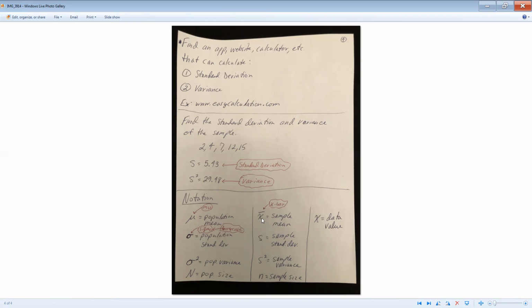X bar, X with just a bar over it, is your sample mean. The regular letter S is your sample standard deviation. S squared is your sample variance. And lowercase n is your sample size. And then just a regular letter X is your data value. Whether you're dealing with a population or a sample, X will always be a data value.